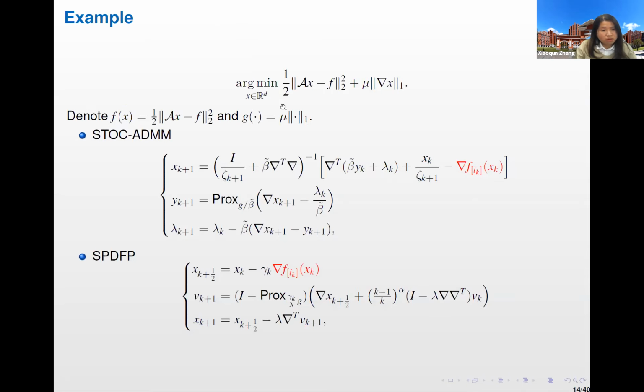In terms of the difference from the previous algorithm, we take this example, which is a typical example in image restoration, the TV-L2 model. If we apply stochastic ADMM, we can replace this gradient by the stochastic gradient in ours, like this one. You see over here that we do not need any subproblem solving.